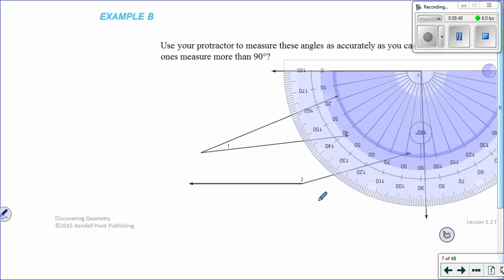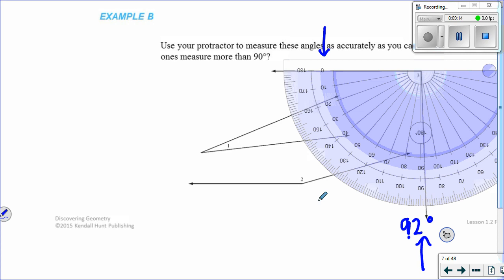And I'm going to read, notice the 0 is on the inside track, right here. So I want to read the inside track. I'm going to follow that other ray down. I'm going to read the inside track right here. It looks like it's a little bit more than 90. So if I start at 90 and go 91 and 92, it looks like that's about 92 degrees. So a little bit more than a right angle.